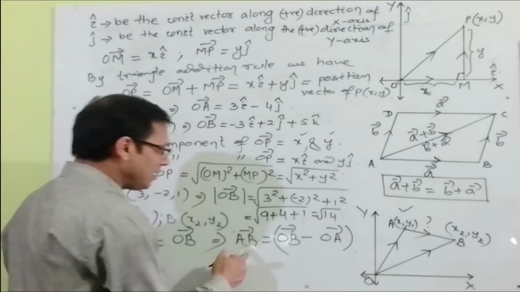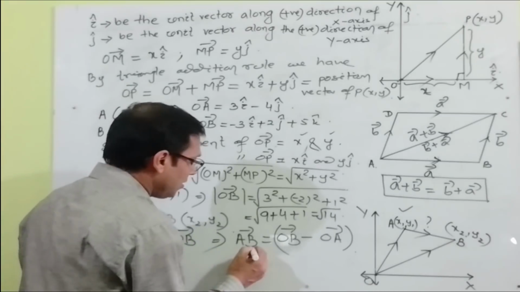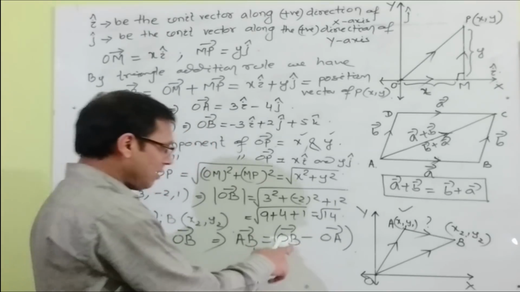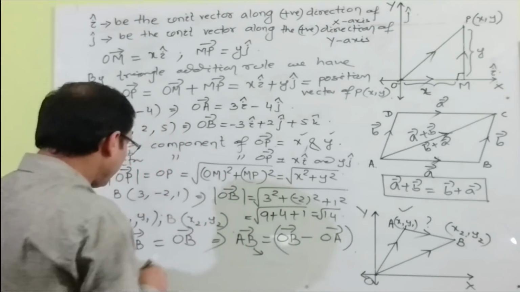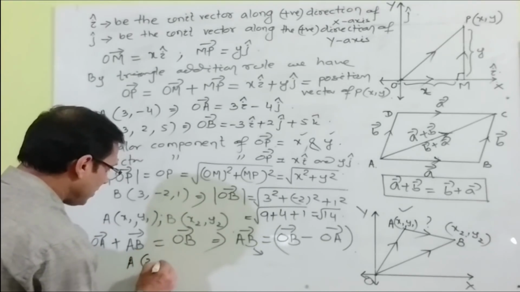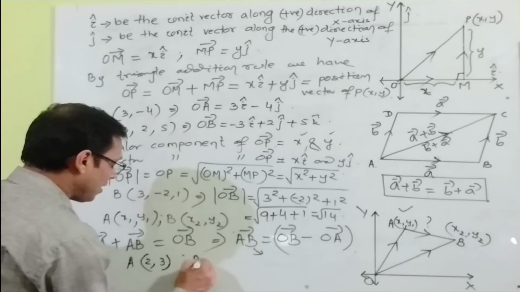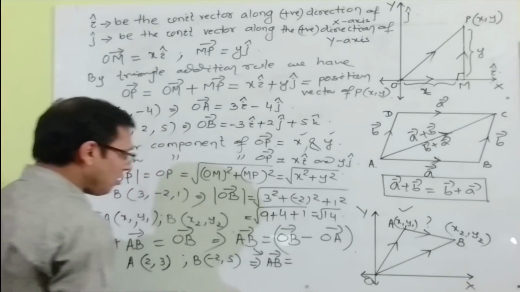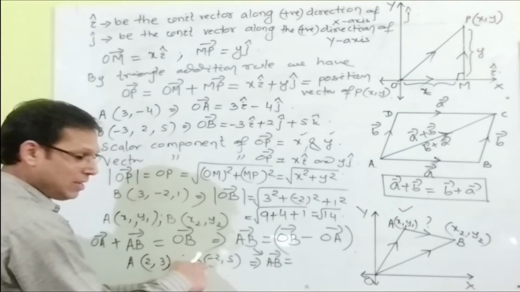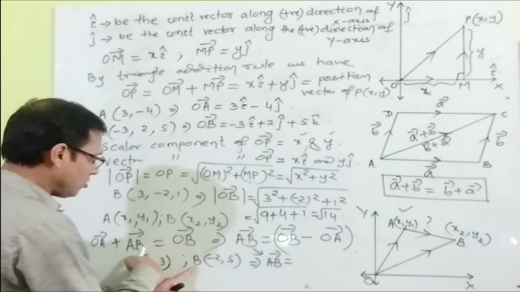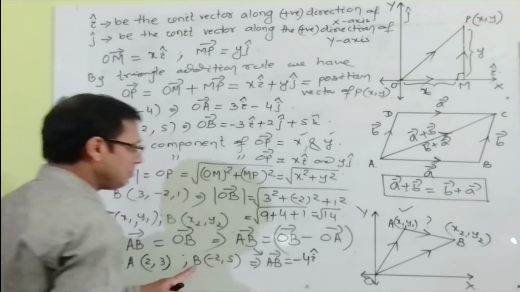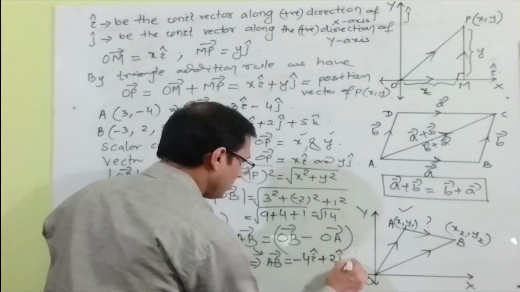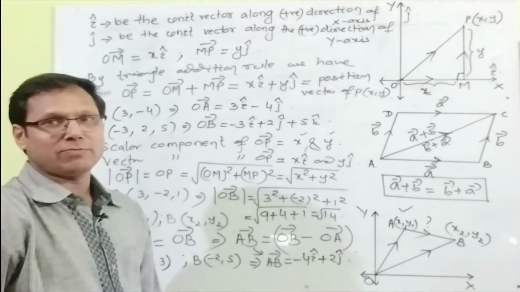This is the formula to find any vector: the AB vector can be found by the position vector of B minus the position vector of A. The position vector of B is the OB vector and the position vector of A is the OA vector. Suppose for an example, A has the coordinates 2, 3 and B has the coordinates minus 2, 5. Then the AB vector is the position vector of B minus the position vector of A: minus 2 minus 2, that is minus 4 i cap, plus 5 minus 3, that is 2 j cap. That's all. So likewise you can find any vector.